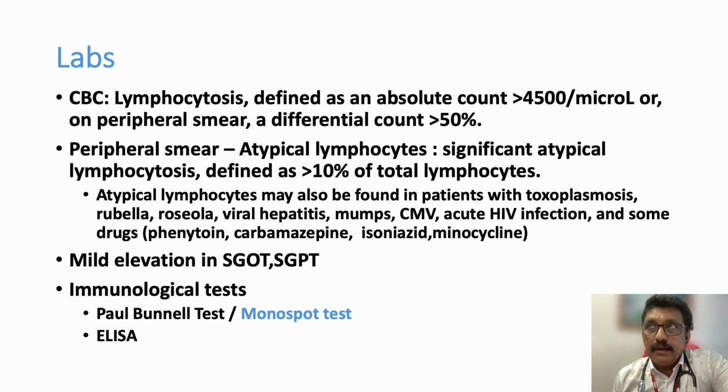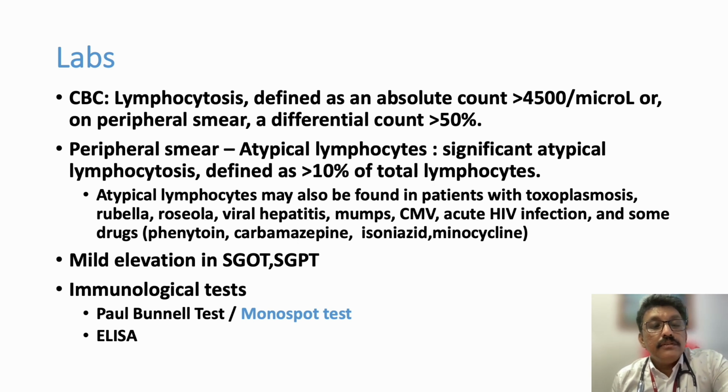Lymphocyte counts are elevated in patients who are having most of the viral fevers. Here also lymphocytosis can occur. And peripheral smear shows atypical lymphocytosis. That is also classical. Atypical lymphocytes are defined as more than 10% of the total lymphocytes being atypical. Then you can call it atypical lymphocytosis. Mild elevation of SGOT, SGPT is seen in many viral fevers. Here also you can see SGOT, SGPT will be elevated.